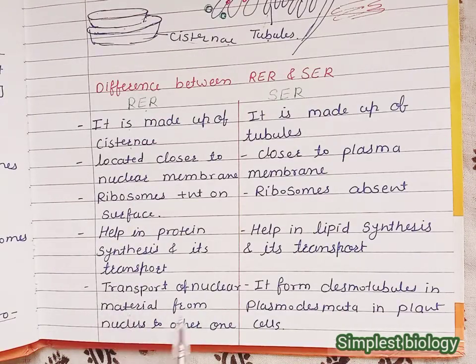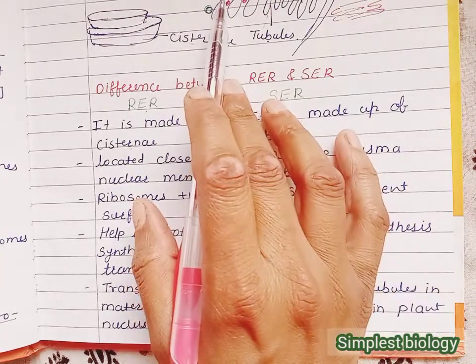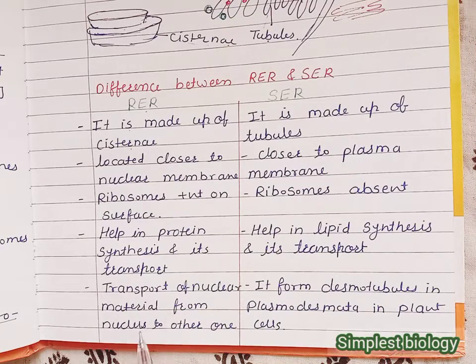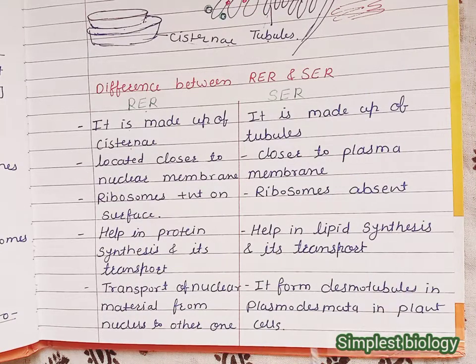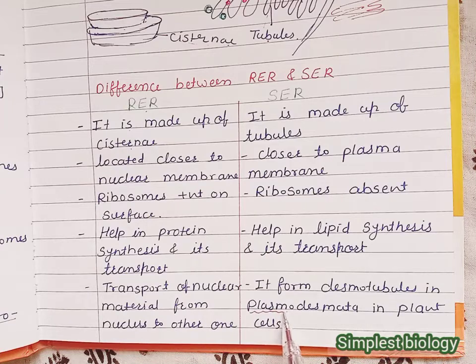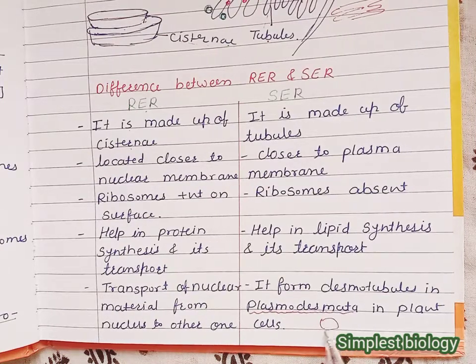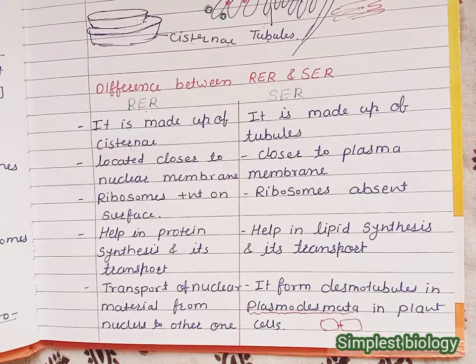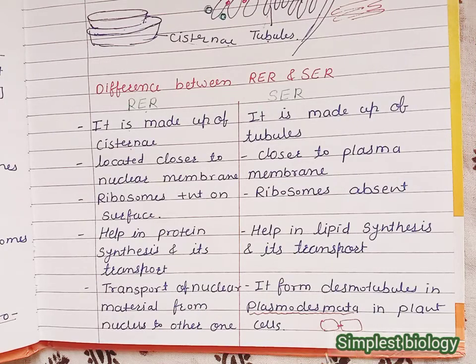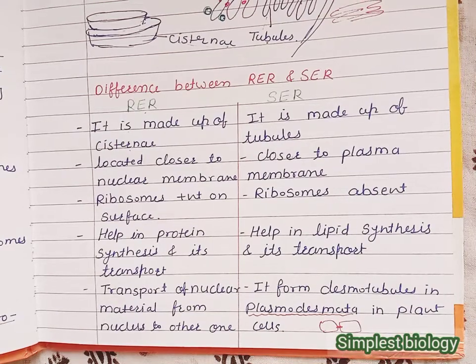Transport of nuclear material from the nucleus to other places, because it is attached to the nuclear membrane. That's why it transports the material from the nucleus to the cytoplasm. It forms the desmotubules in plasmodesmata in plants. We already saw that when we talked about the cell wall. Plasmodesmata is the connection between two neighboring cells, and for the formation of the plasmodesmata, smooth endoplasmic reticulum helps.